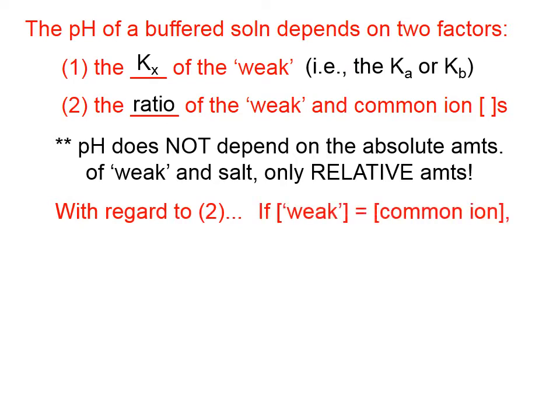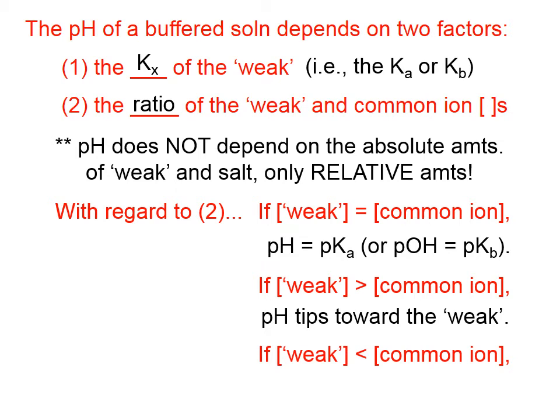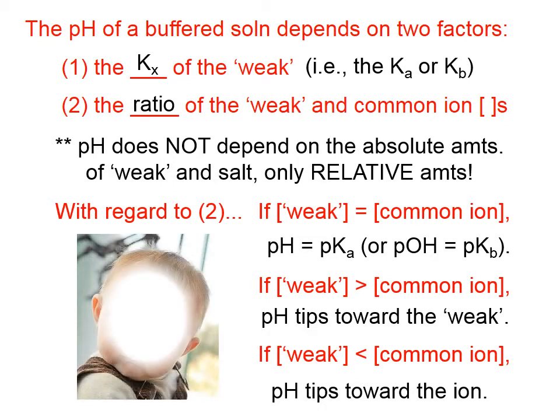Specifically, if the weak and the common ion concentrations are the same, then the pH is equal to the pKa of the acid. Or, if it's a weak base, the pOH is equal to the pKb. If the weak concentration is greater than the common ion concentration, then the pH tips towards the weak. If the weak concentration is less than the common ion concentration, then the pH tips towards the ion. If you're feeling a little bit like this guy, let's show you this with an example.